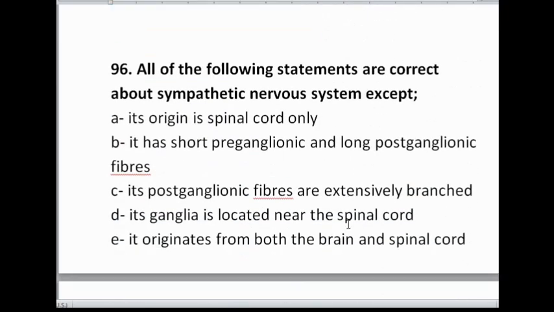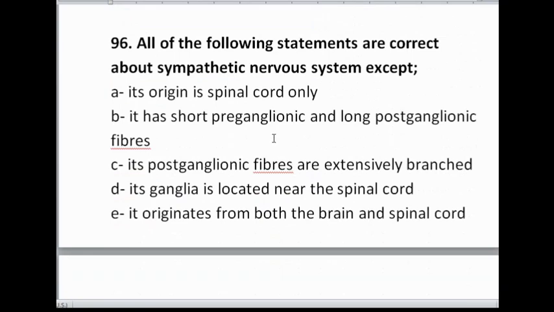Now moving on to the 6th MCQ. All of the following statements are correct about sympathetic nervous system except. So options are there. Its origin is spinal cord only. It has short preganglionic and long postganglionic fibers. Its postganglionic fibers are extensively branched.